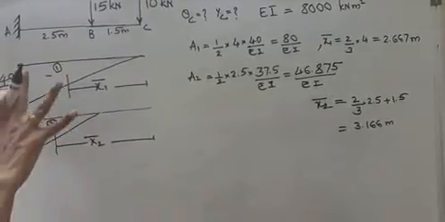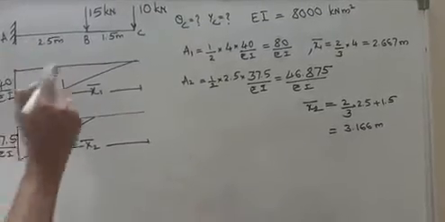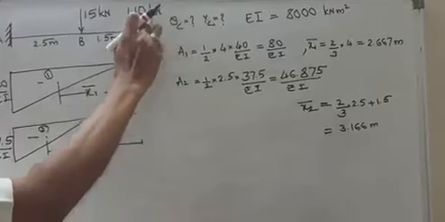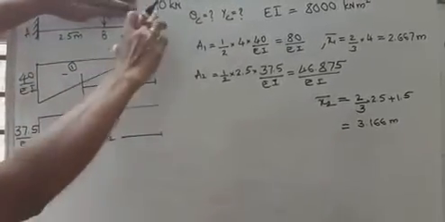Now here this method we call it as a bending moment by parts. Means we are drawing the bending moments due to separate loads. First let me draw the bending moment due to the 10 kilonewton. At that time you have to forget about 15 kilonewton. Means if you forget it will be only 10.